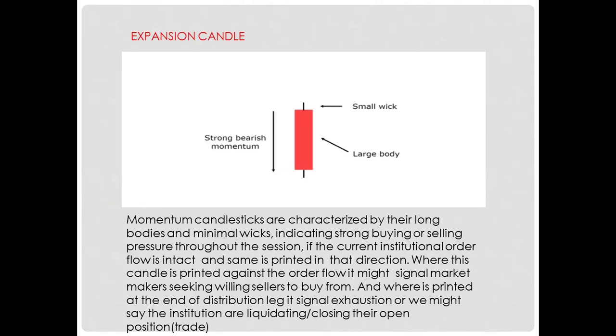So this expansion is coming. We call it momentum candlesticks, characterized by long bodies and minimal wicks, indicating strong buying or selling pressure throughout the session, if the current institutional order flow is intact and printed in that direction. So when you can see that we are in a buy model, we are in a buy trend, and then you see momentum candles coming, this is telling you that there is buying pressure coming into the market. So you don't look for sales, you don't look for the opposing trend.